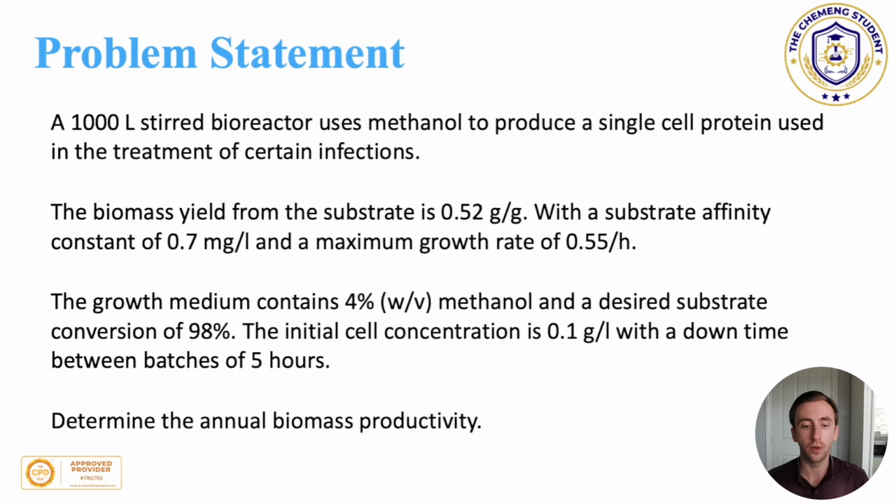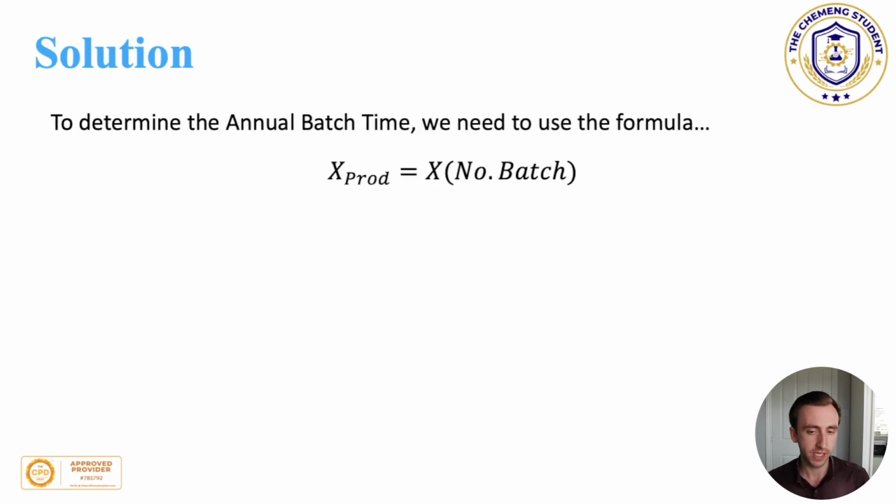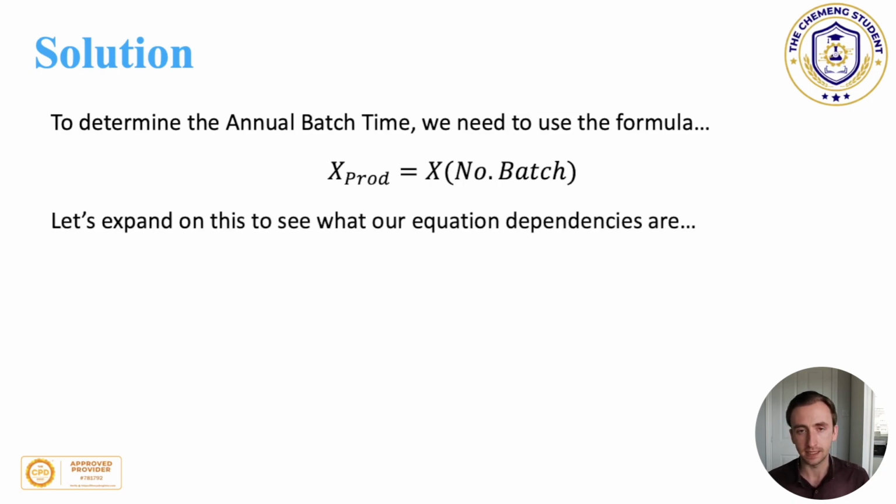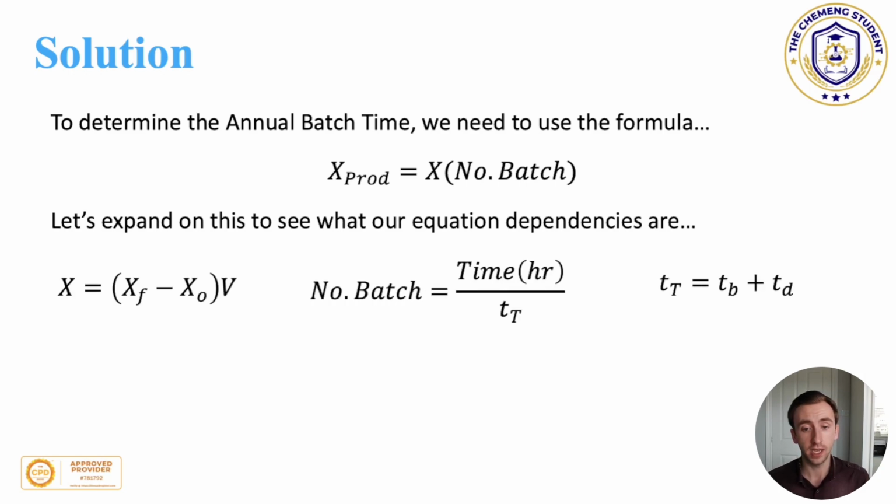We want to determine what the annual biomass productivity of this particular system will be. So quite a few steps to go through, but as you'll see, every equation that we've looked at, we will need to apply it. Because ultimately, the formula that we need is going to be our biomass multiplied by the number of batches. Now, we can expand on the dependencies of these two parameters, because we now know that the batch time is the overall time divided by the total productivity time.